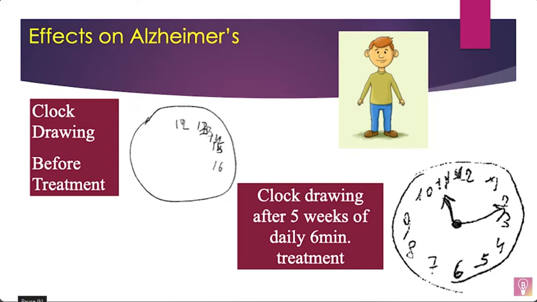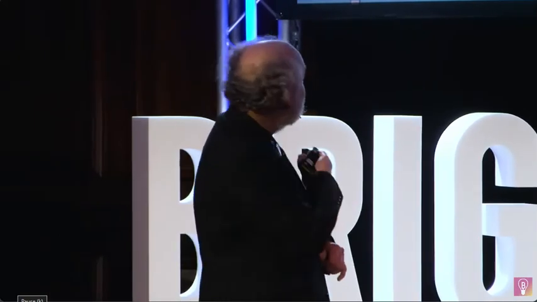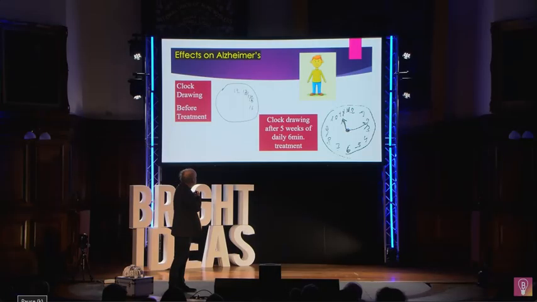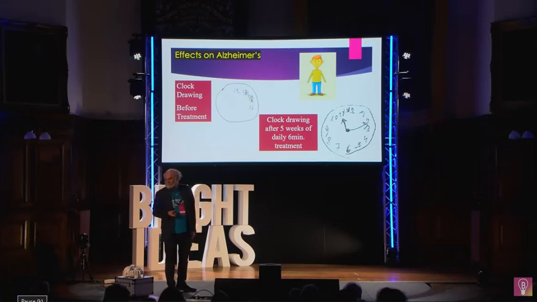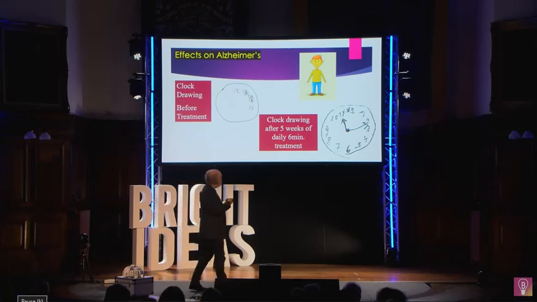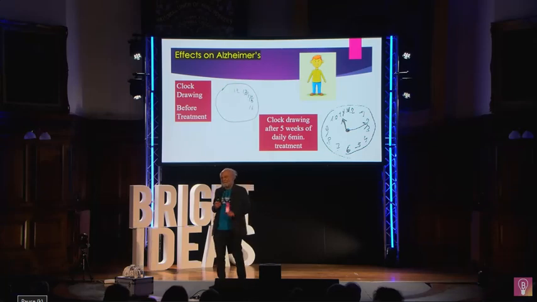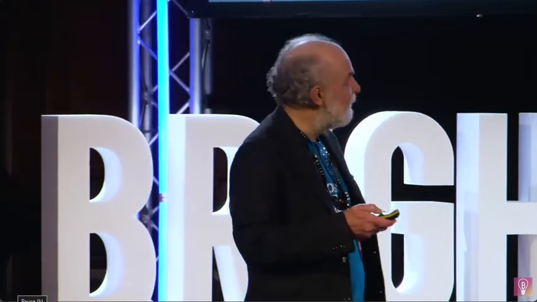So this is an example of a test. A mild to moderate Alzheimer's patient would have difficulty drawing a clock. You might think that's a simple thing, but when you have Alzheimer's, this is the sort of thing that's difficult to do. So this is before and after. I don't really need to describe the difference. You can see it for yourself. It's an individual with only 5 weeks of treatment who showed that sort of improvement.